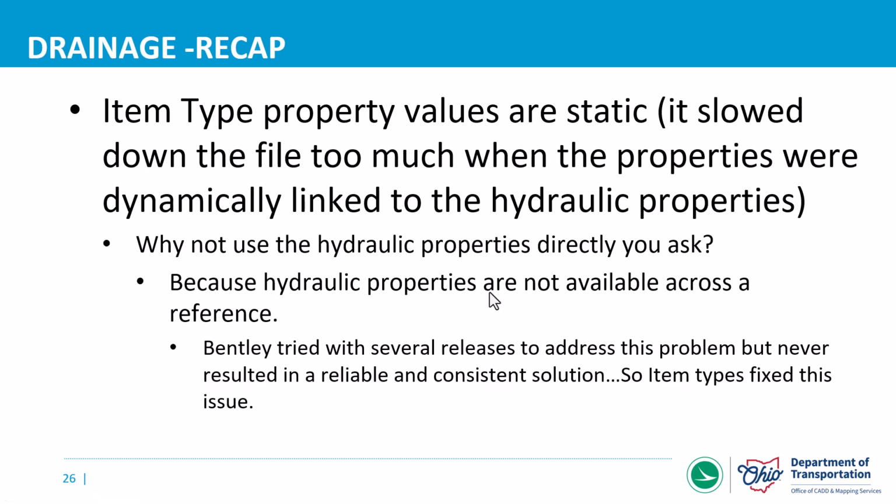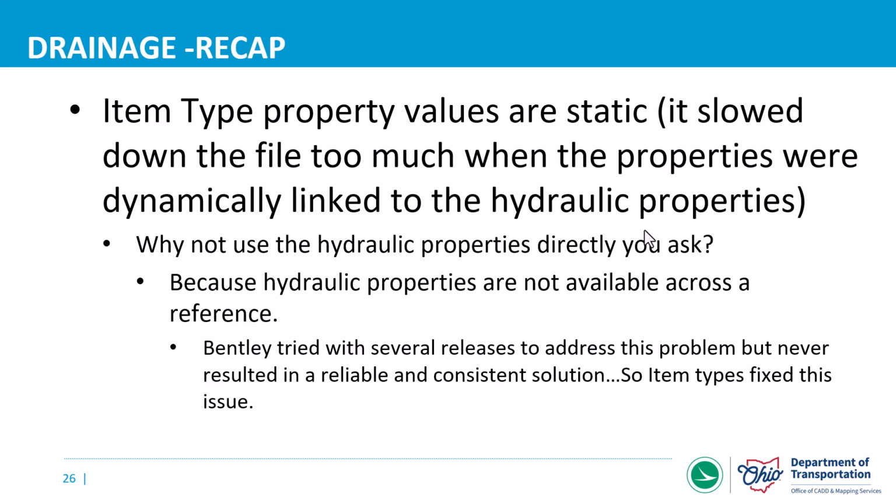The other thing I want to remind people of is that the properties themselves are static. The item type properties could have been formulas that read the hydraulic properties directly, and then they would update dynamically. So if you changed the length of a pipe, the item type property for length would automatically update. You might be wondering why we aren't doing that. Mainly, when I set that up, it really slowed the file down a lot.